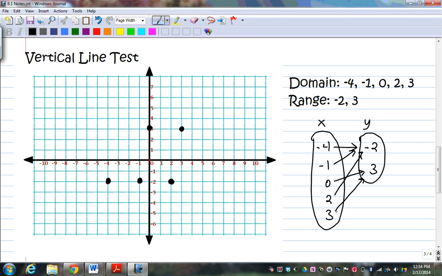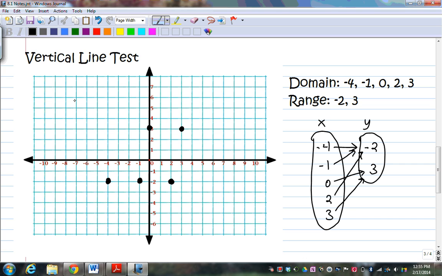Now, if you looked at the mapping diagram, again, x and y, or you think of boys and girls, each boy is associating with only one girl, so it works, right? It is a function. But now the vertical line test says, well, if you have a graph, you don't actually have to do the mapping diagram. What you could do is you could take a vertical line.